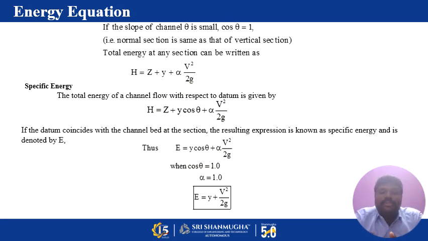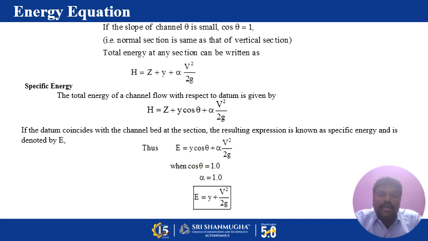In case the slope of the channel is very small, let theta be such that cos theta is equal to 1, so theta becomes 0. Where H is equal to Z plus y plus alpha v square by 2g. The specific energy, the total energy of the channel flow with respect to datum, is given by Z plus y cos theta plus alpha v square by 2g. Here cos theta is equal to 1, where alpha is equal to 1.